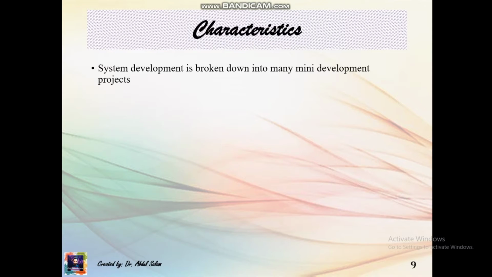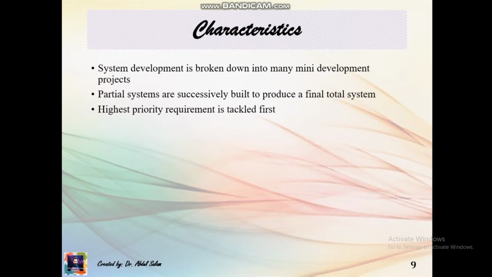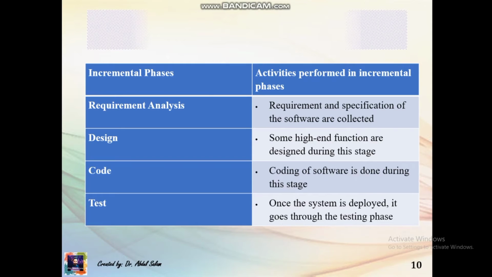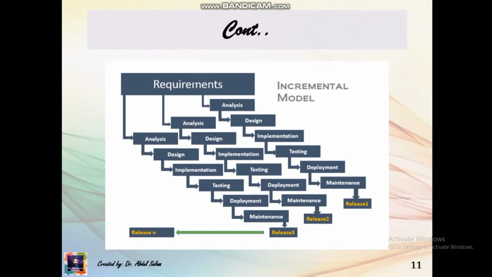Characteristics. System development is broken down into many mini development projects. Partial systems are successively built to produce a final total system, and the highest priority requirement is tackled first. Once the requirement is developed, the requirements for the increment are frozen. Here is the incremental model.